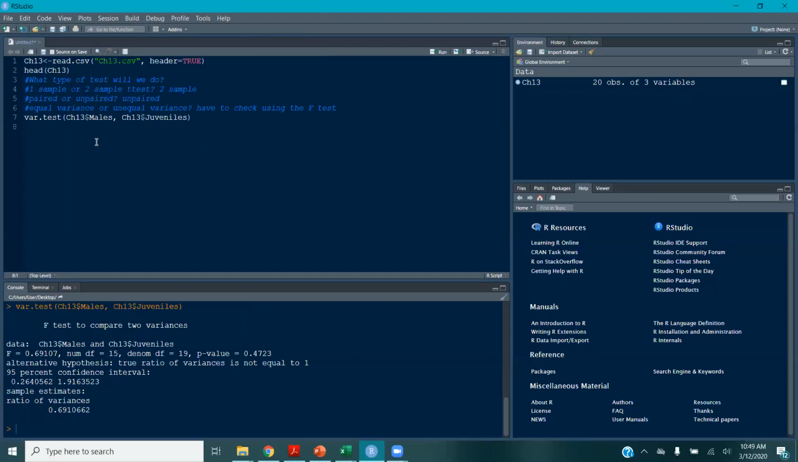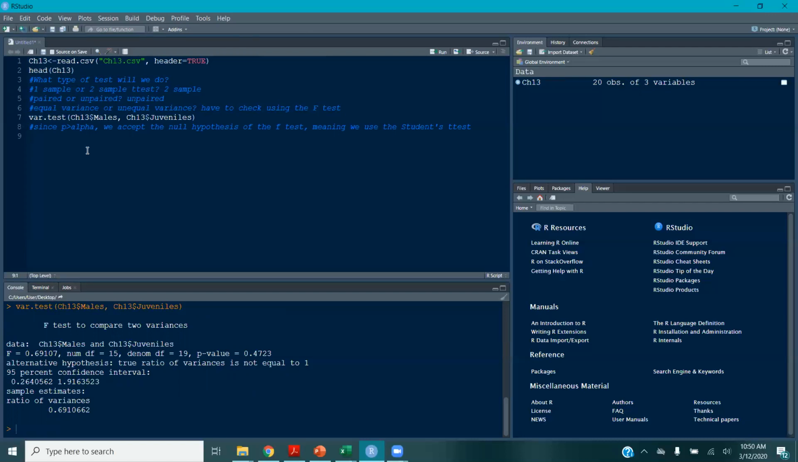I'm going to run this line. Let's take a look down here at the results, and we see the data we used, males and juveniles, the F value, degrees of freedom, and here is what we're looking for, the p-value. Since the p-value of 0.47 is greater than 0.05, we accept the null hypothesis of the F-test. So since p is greater than alpha, we accept the null hypothesis of the F-test, meaning we use the Student's or equal variance t-test. If the variances were not equal, we would reject the null and use the Welch's t-test.